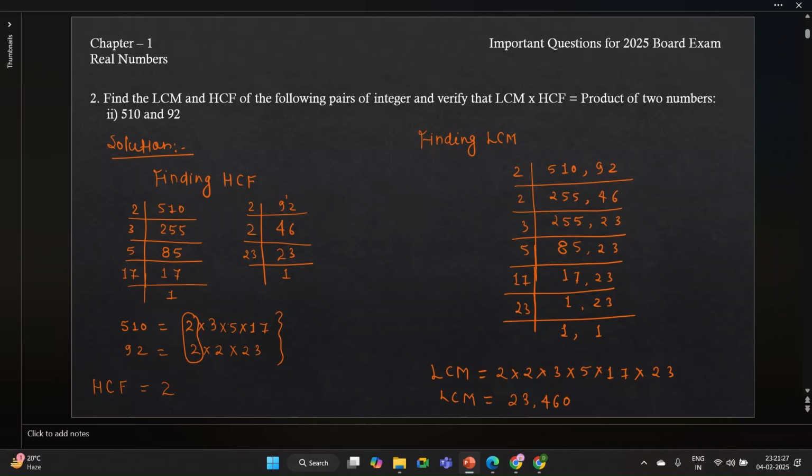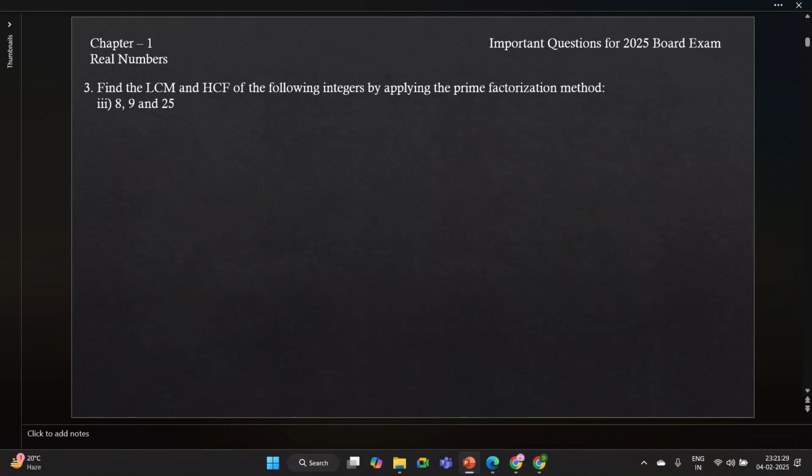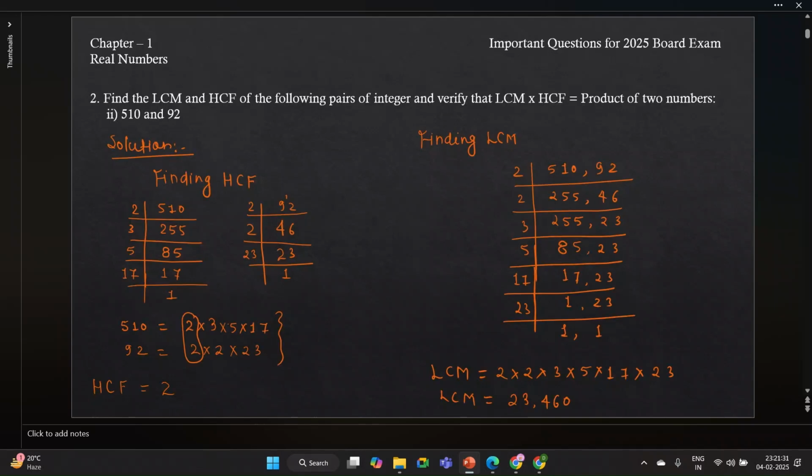Okay. Now we are going to the next question. Actually, what we have to do, we have to verify it. Extremely sorry, I forgot this thing. So we have to verify this thing. So we are going to do it. This one also. So I've verified it here.